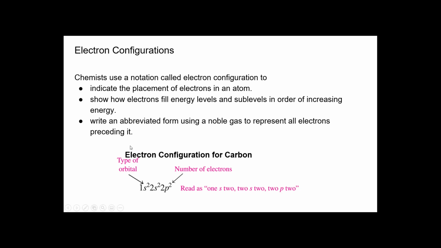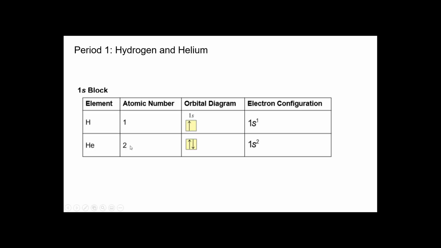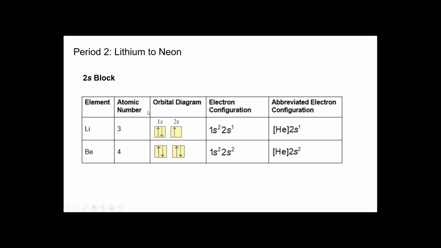We're now going to show an abbreviated way. Eventually I'm going to get to abbreviated. So here, remember I said I had examples. This just shows you the atomic number, the element, the orbital diagram, and electron configuration, and I have several of them. So you can see.